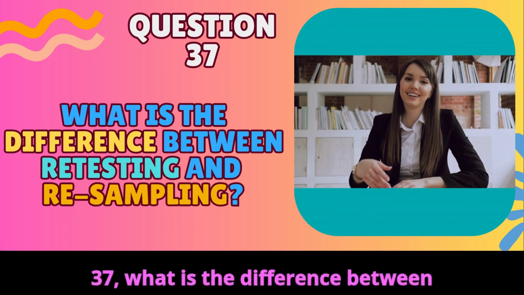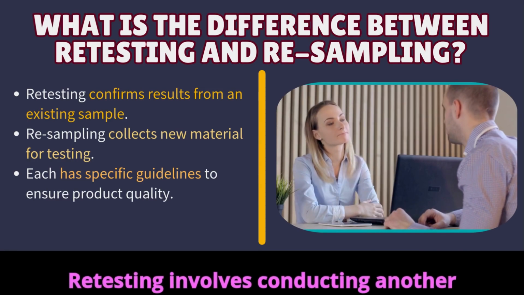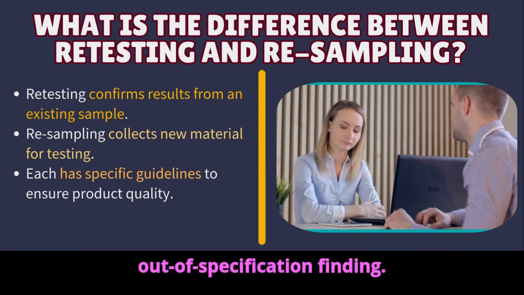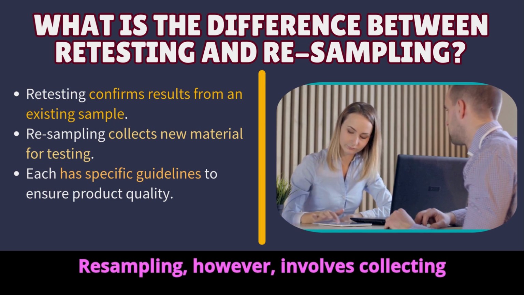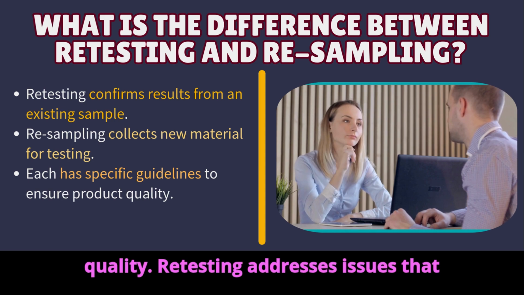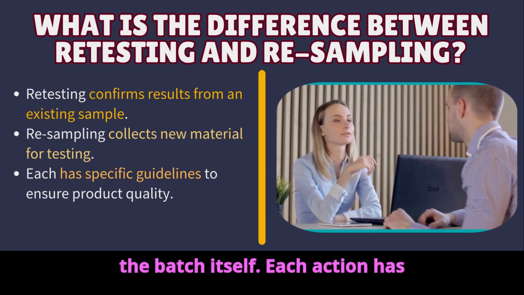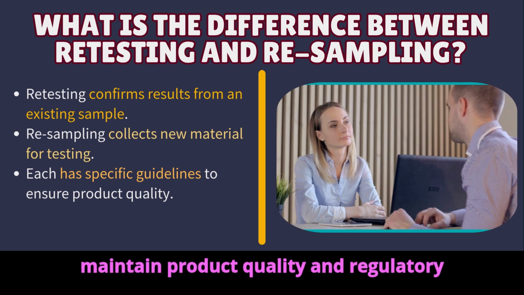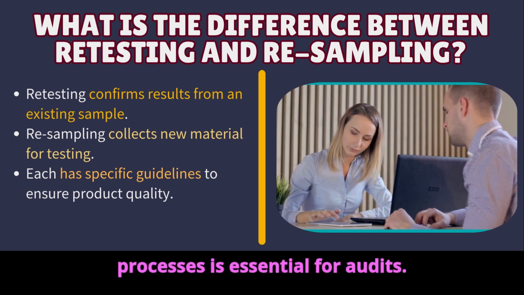Question 37. What is the difference between retesting and resampling? Response. Retesting involves conducting another test on an existing sample to confirm results, often after an out-of-specification, OOS, finding. Resampling, however, involves collecting a new sample to reevaluate a batch's quality. Retesting addresses issues that may have resulted from lab errors, while resampling addresses potential issues in the batch itself. Each action has specific guidelines, and both are used to maintain product quality and regulatory compliance. Proper documentation of both processes is essential for audits.